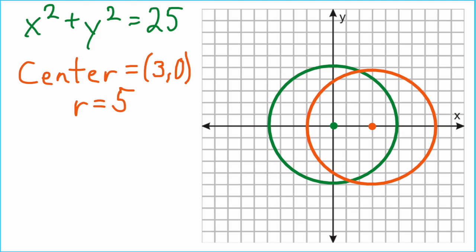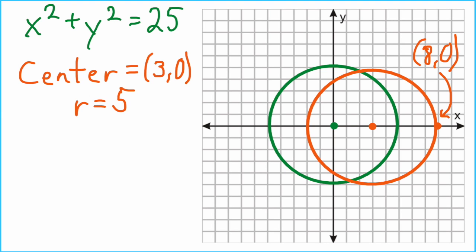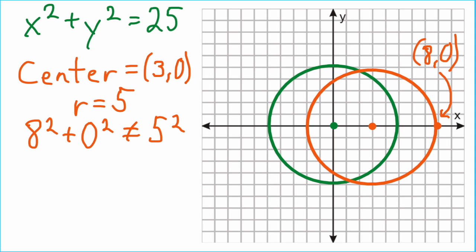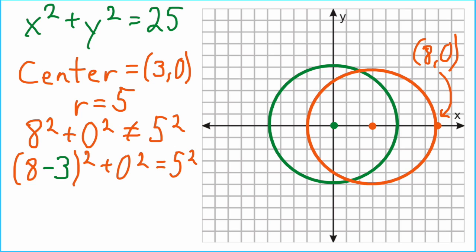So let's take a point on the end there. We have a point (8, 0) on our new orange circle. If we plug that point (8, 0) into our x squared plus y squared equals 25, 8 squared plus 0 squared doesn't equal 5 squared. So the question is, what would we do to the 8 so that it would work in our formula? If we go 8 minus 3 and then square it, now it works. Now notice the relationship. The 3 matches up with the center of (3, 0).